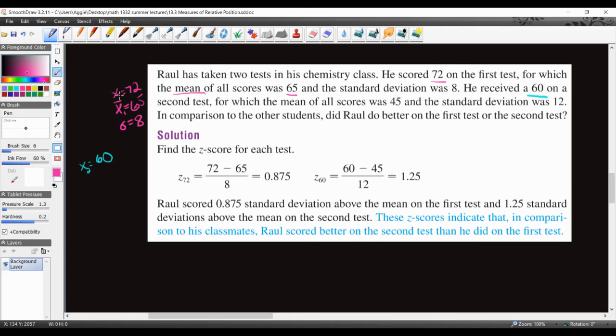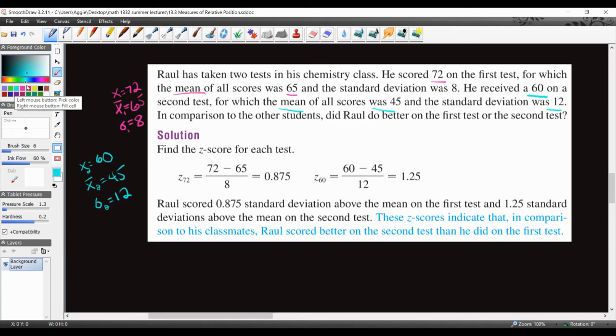I should have put x1 here. These are all the first ones. For which the mean of all scores was a 45. So this mean is 45, and the standard deviation is 12. Find the z-score for each test.